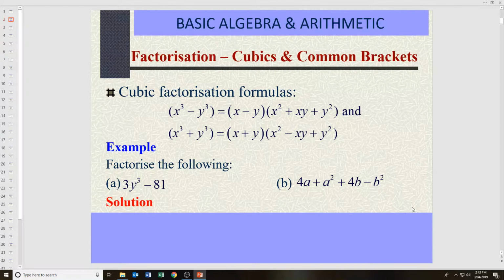Today's lesson will be on factorization involving cubics and common brackets. So let's have a look first at the cubic factorization formulas.